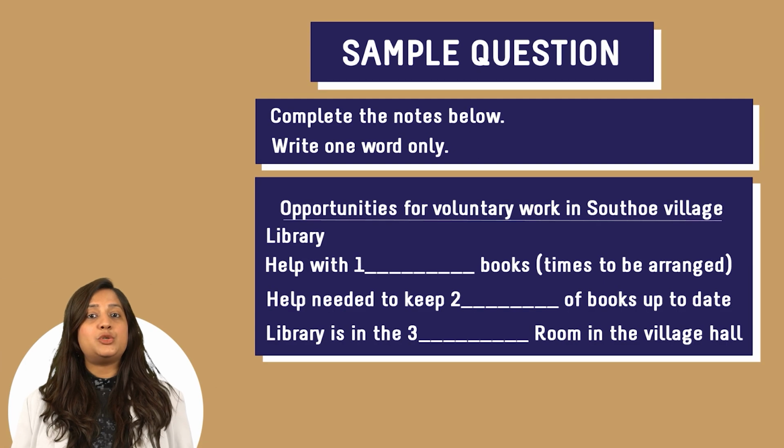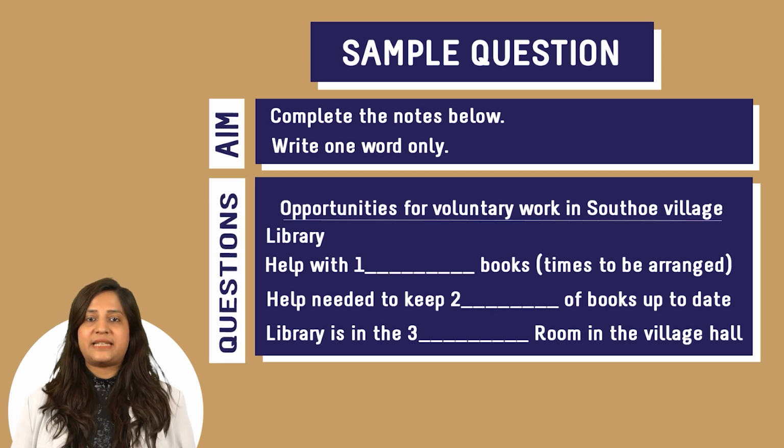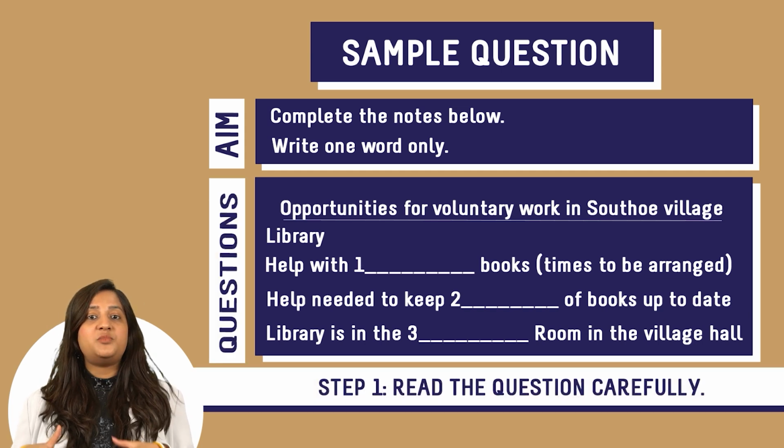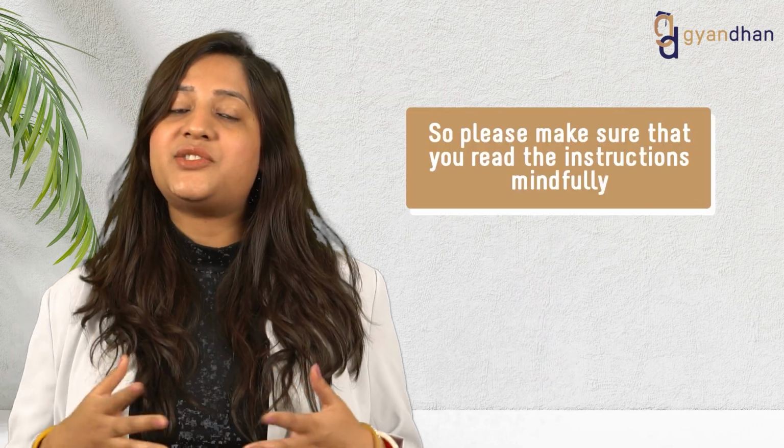This question has 2 parts. First, we can see the aim, that's what we need to do, and second are the question statements. Now, step 1 is to read the objectives of the question carefully. In this case, we need to complete the notes on the basis of what we hear in the recording. But can we complete the notes using long sentences or phrases? No. Word limit is clearly mentioned in the question. Here, we are allowed to write only 1 word in each blank. Anything above 1 would be considered wrong. It doesn't matter if it contains the right answer. It would still be marked wrong. So please make sure that you read the instructions mindfully.